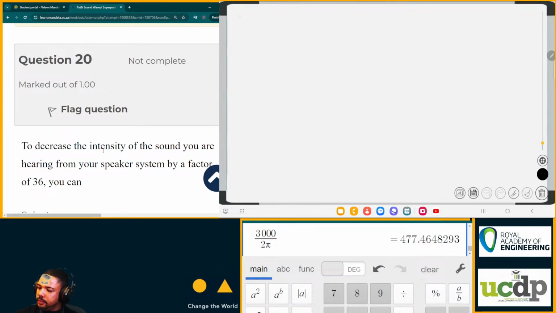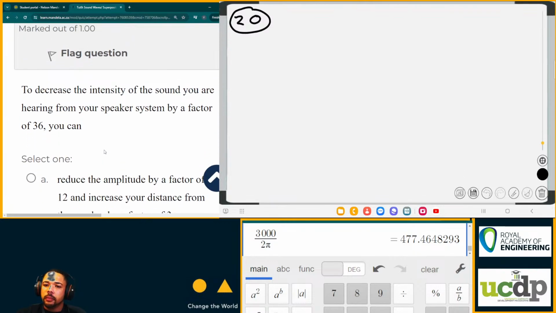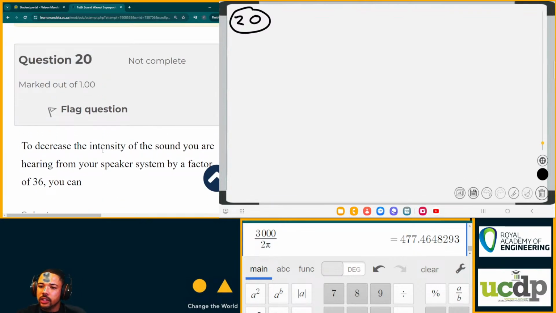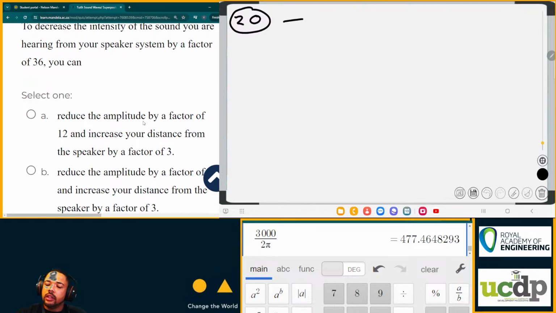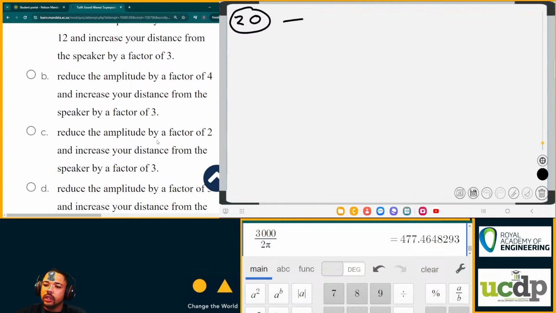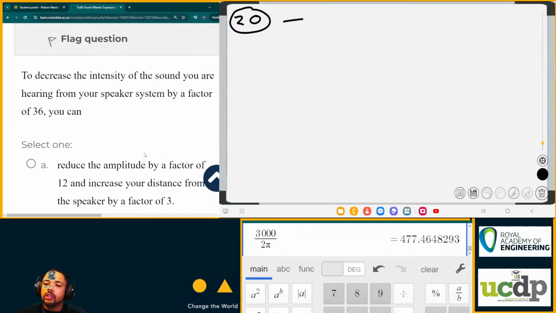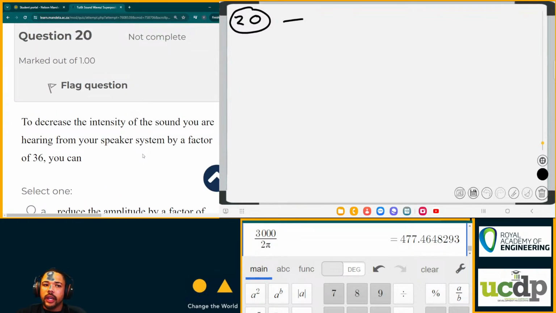Question 20. To decrease the intensity of the sound you are hearing from your speaker system by a factor of 36, you can, okay, so we want to decrease the intensity of sound. They say reduce amplitude or increase distance. So they want you to take into account amplitude and distance.